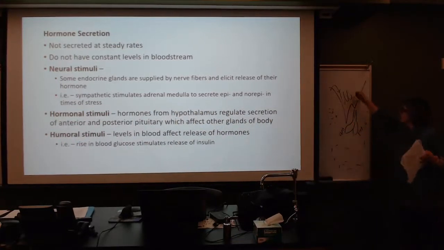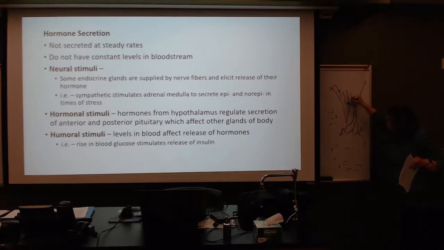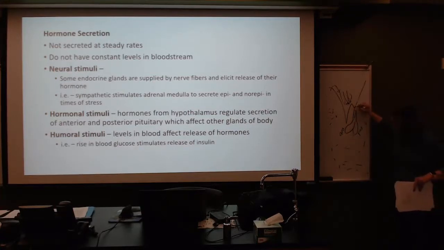So TRH, which is a hormone, where is it going to go? Anterior. It's going to go to my anterior pituitary and act on the cells that can produce what?